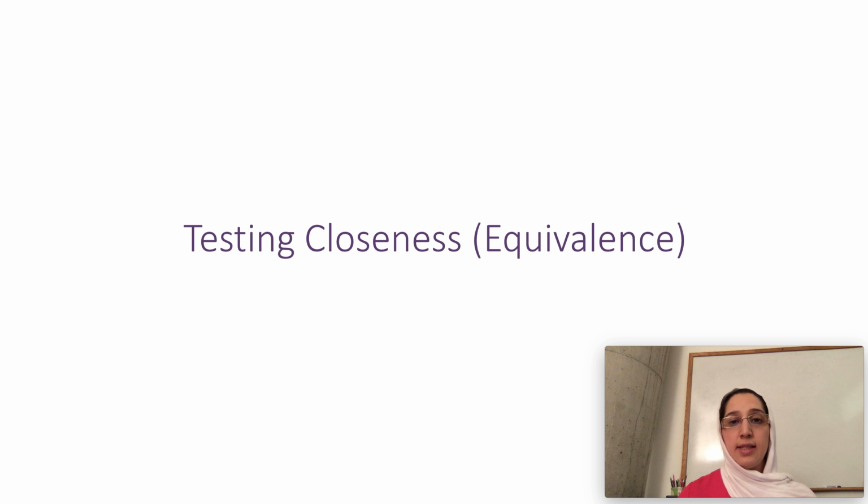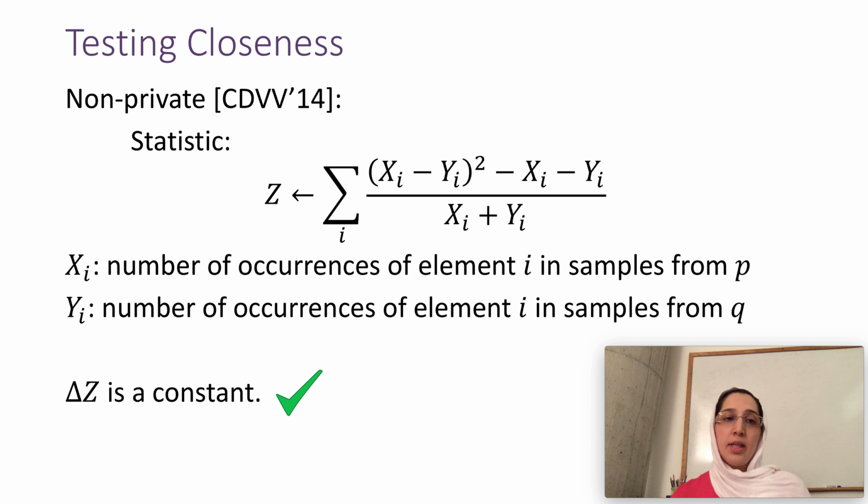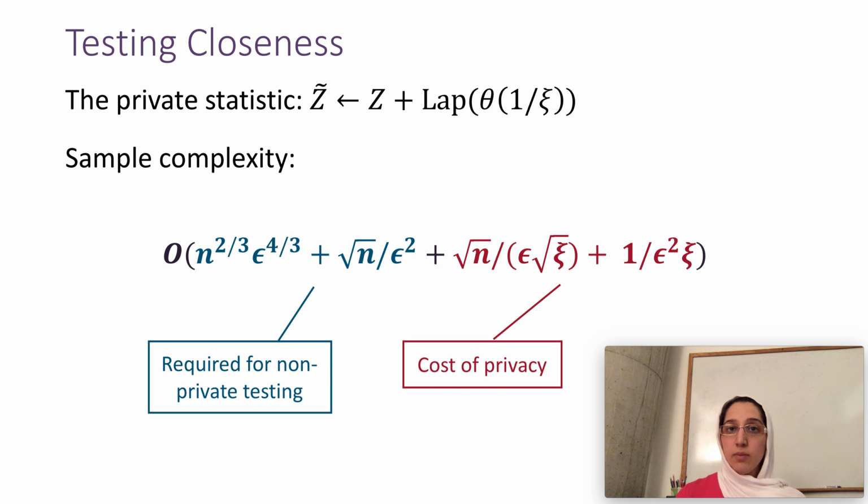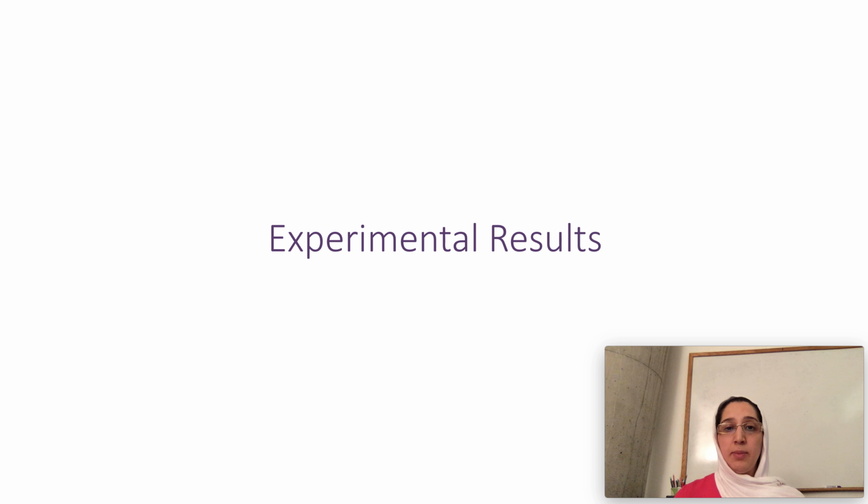Let's move on to testing closeness. We use the non-private statistic provided by Chan, Diakonikolas, Valiant, and Valiant. This statistic is based on the number of occurrences of element i in two sample sets from P and Q. This statistic has a low sensitivity, so we can add Laplace noise to it to make it private and get the following result.